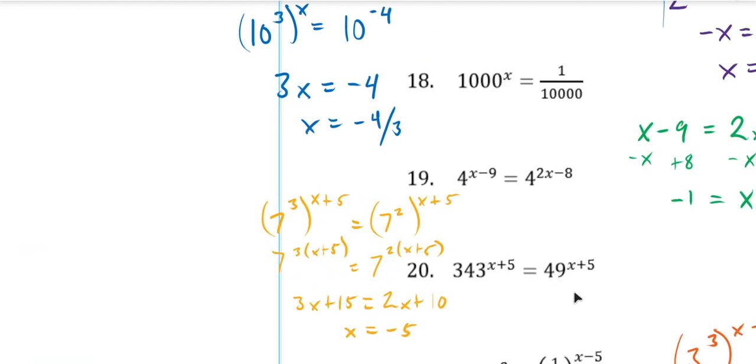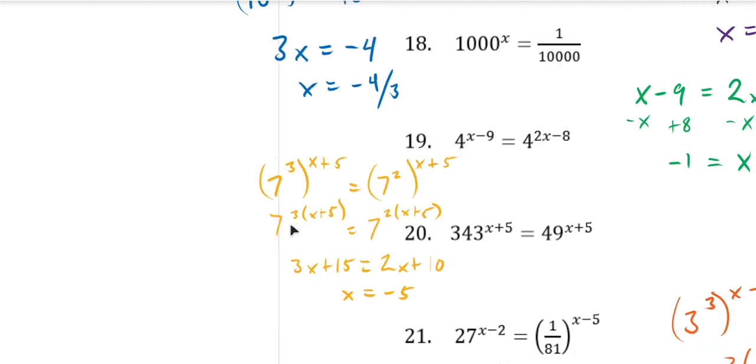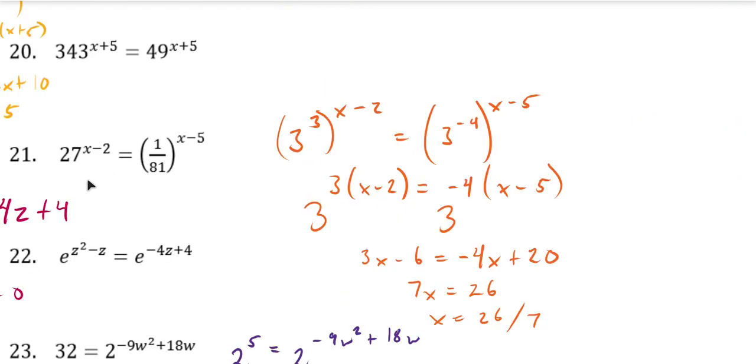For number 20, we want to equate these, but their bases aren't the same, so we need to rewrite it. 49 is 7 squared, and it turns out 343 is 7 to the third. This gives us that 3 times x plus 5 is equal to 2 times x plus 5. Now, distributing the 3, distributing the 2, and then grouping some like terms, we find that x must be equal to minus 5.